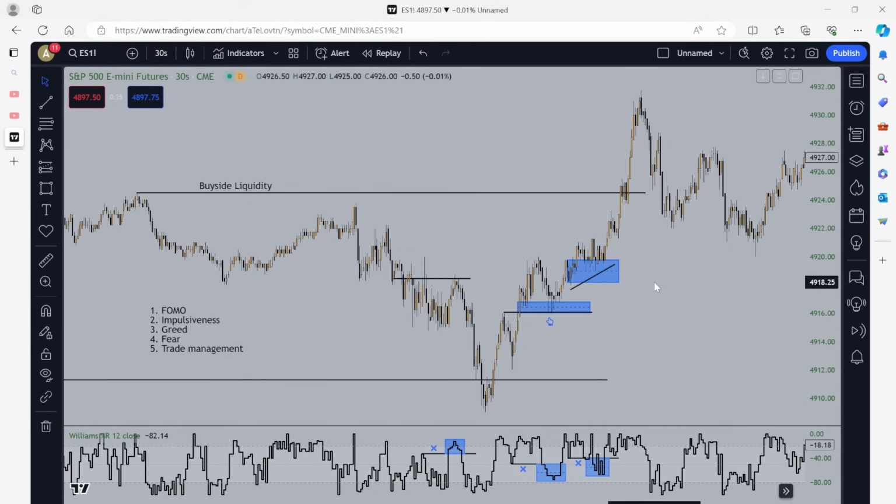Okay? The last setup of this market maker model is right here. Okay, with the order block, right? William percent R. So as price is coming into this order block, the William percent R is taking out the respective low. Okay, so price is coming into a discount. At the same time, the William percent R is tipping off smart money accumulation, right? Reaccumulation.